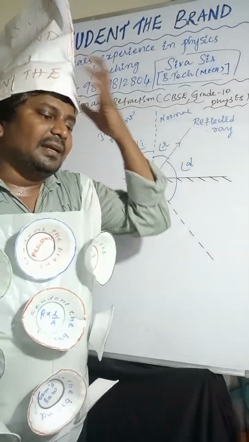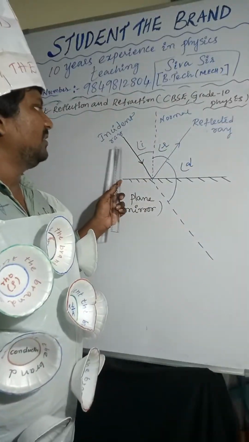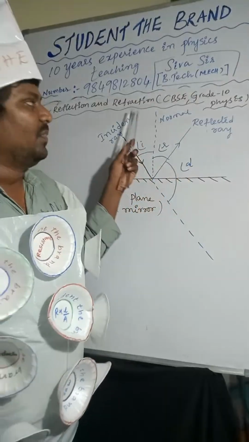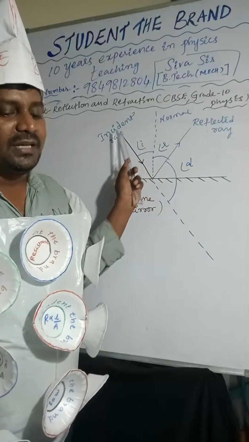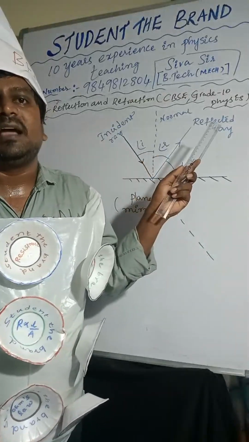When the light ray is incident on the mirror, that is the incident ray. The light ray which is reflecting back is called the reflected ray. The line which is perpendicular to the surface is called the normal line. The angle between the incident ray and the normal line is called the angle of incidence. The angle between the reflected ray and the normal line is called the angle of reflection.